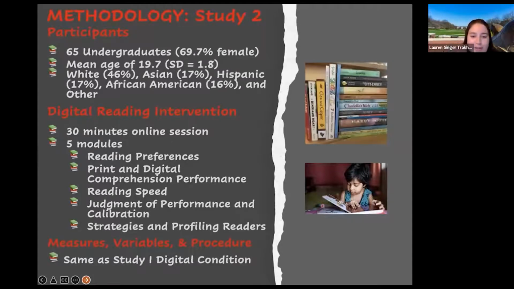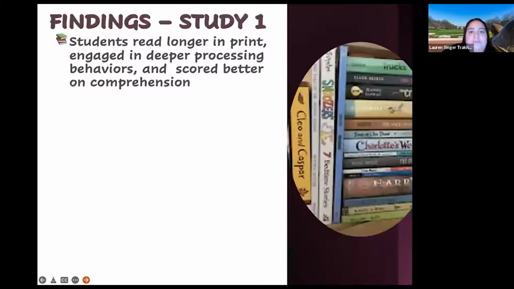Okay, so the measures, variables, and procedure are exactly the same in study 2 as they were in study 1, but only for the digital condition. We did not make these poor students reread in print as well. And here's what we found.